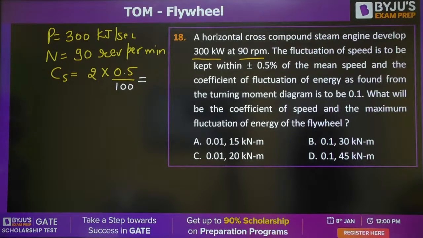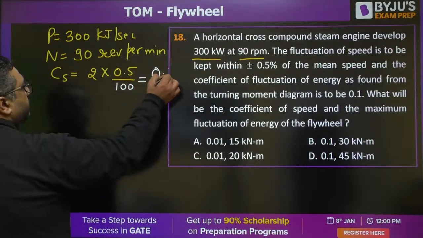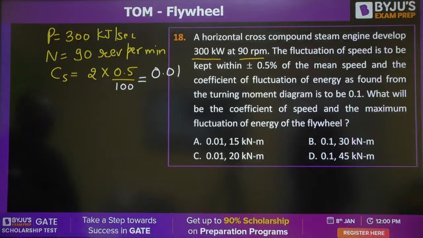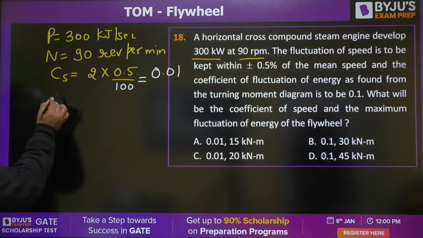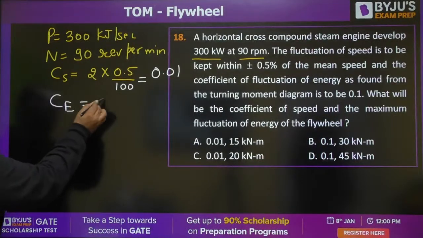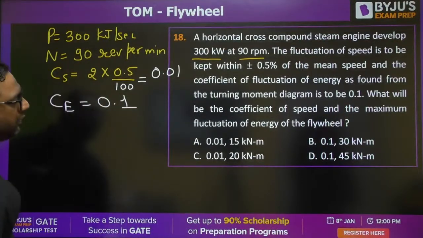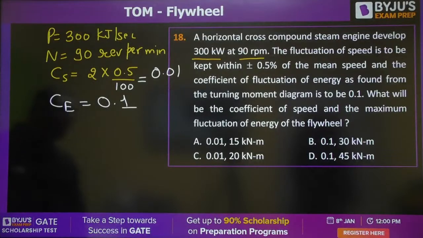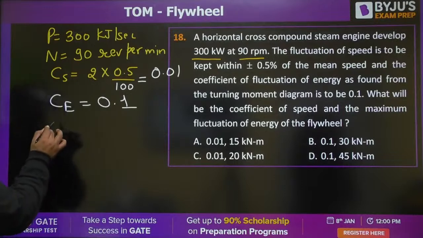You can find out the value for this. It would be 0.01. So once again, if the mean speed and coefficient of fluctuation of energy found from the turning moment diagram is to be, okay, a coefficient of fluctuation of energy is found to be 0.1. What will be the coefficient of speed and the maximum fluctuation of energy of the flywheel?